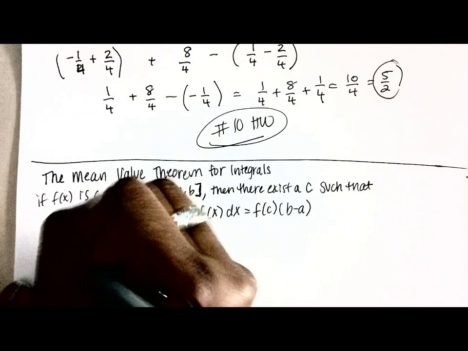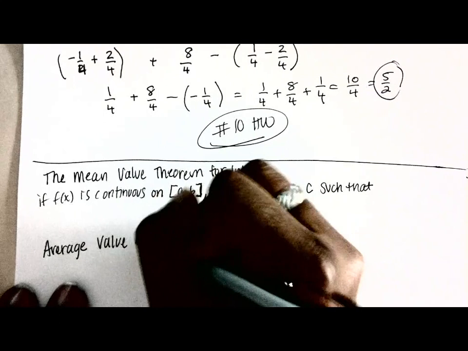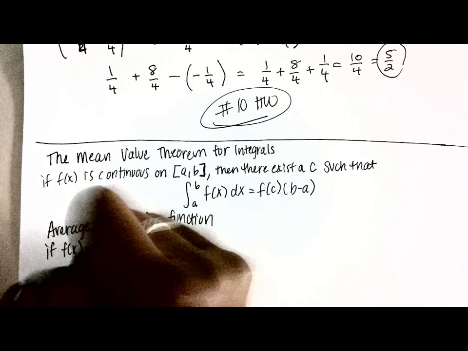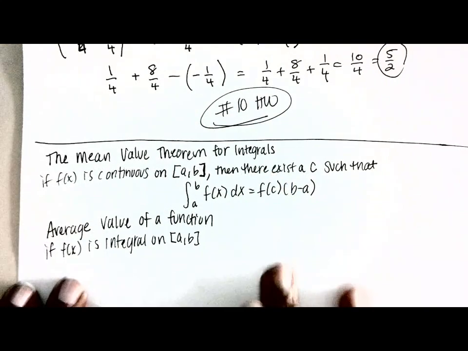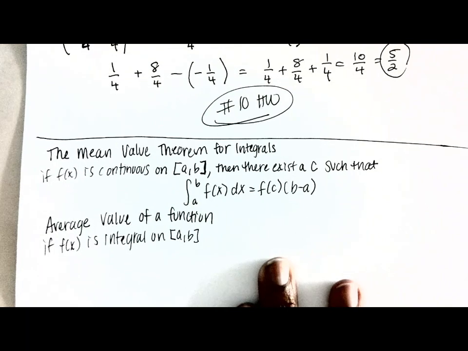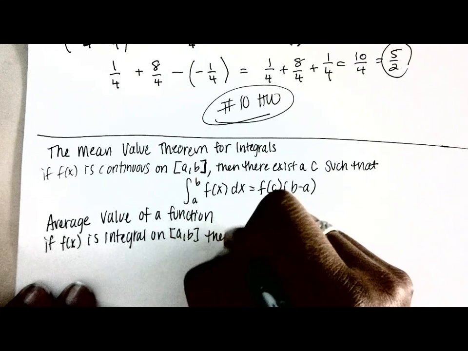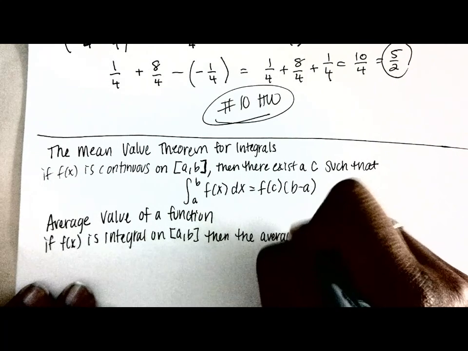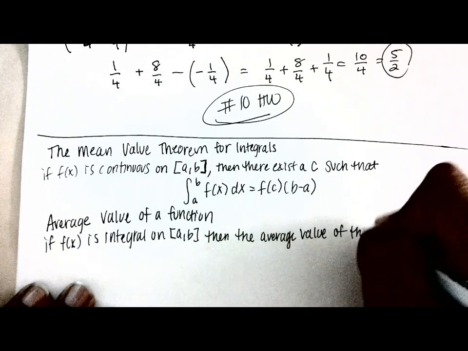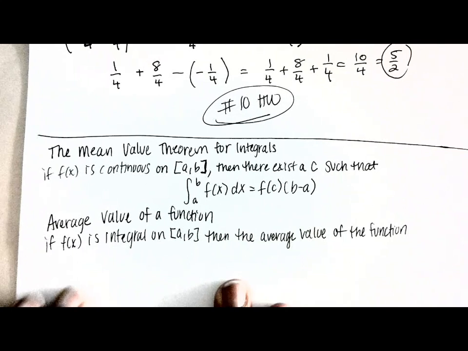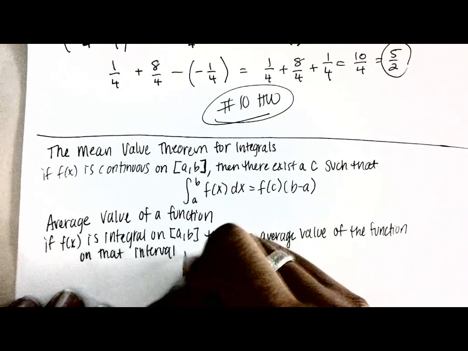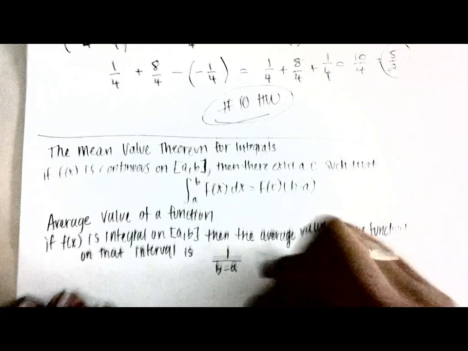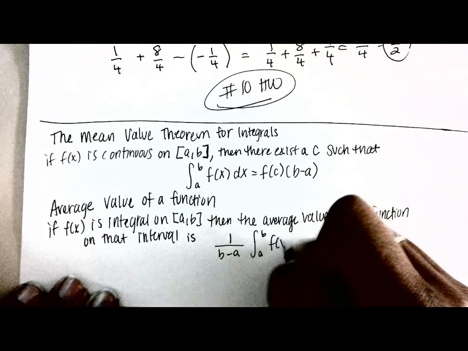The average value of a function says that if f of x is integrable on a to b, then the average value of the function on that interval is 1 over b minus a times the integral from a to b of f of x dx.